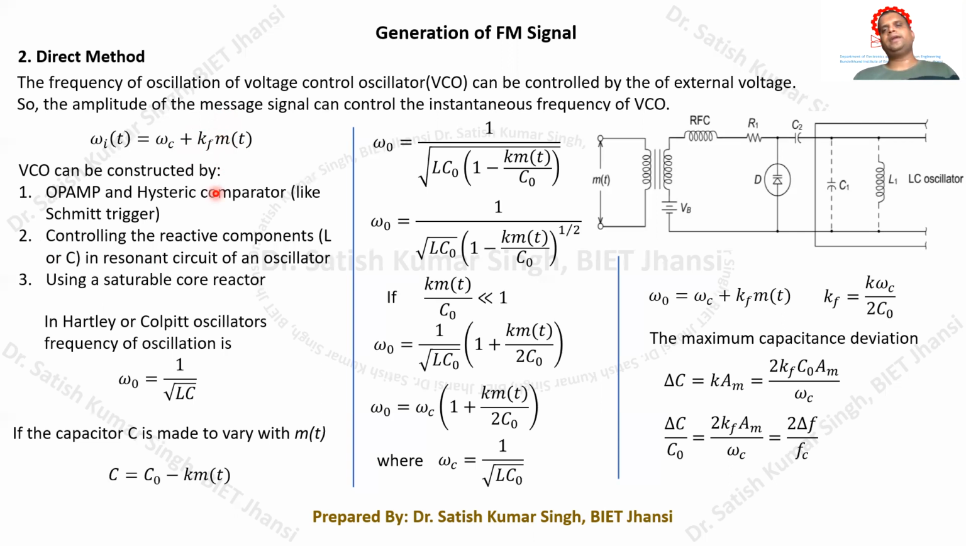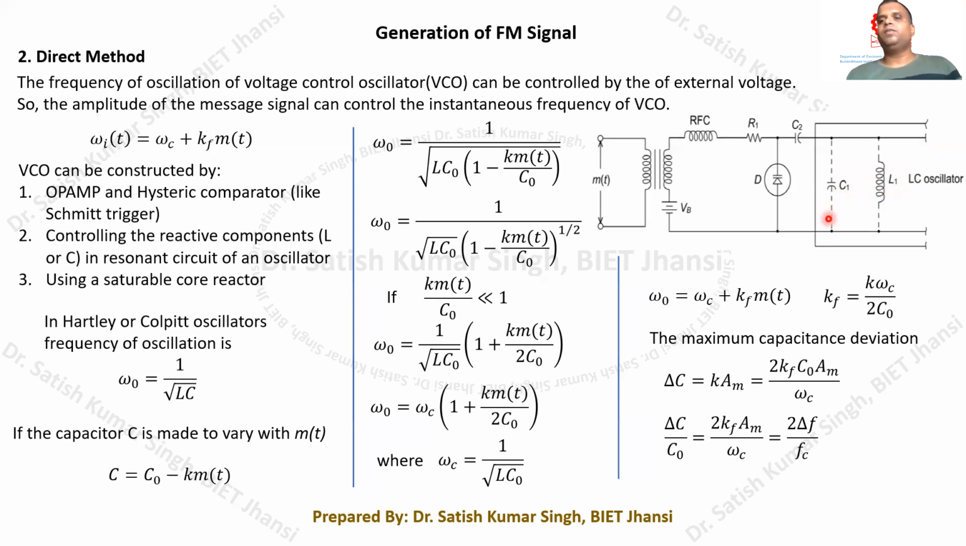Now if we have any kind of oscillator, you can see the basic arrangement for generating a direct FM signal by having this resonant circuit. In the resonant circuit we have two reactive components, an inductance and a capacitance. The combination of these two forms a tank circuit, and the frequency of oscillation will depend on the values of L1 and C1.